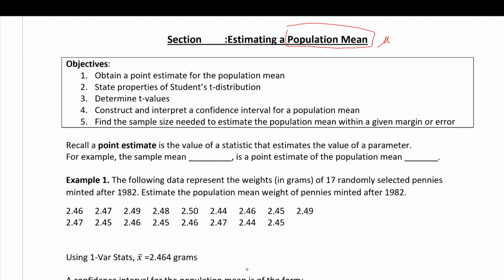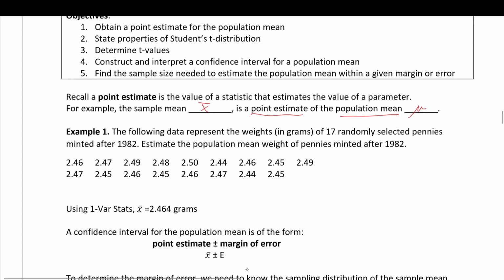Okay. So recall a point estimate is a value of a statistic that estimates the value of a parameter. For example, the sample mean, which is denoted as x bar, is a point estimate of the population mean, which is mu. Okay. So let's start with a small example here.